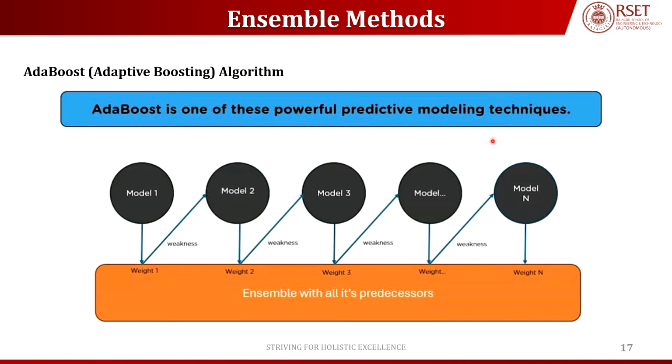So AdaBoost builds a series of models sequentially. The key is that each new model, say model 2, is built to correct the weaknesses of the previous model, that is model 1. And this is a continuous process where each new model is trained to fix the mistakes of all its predecessors. And the predictions from all these models are then combined, with more accurate models having a greater influence on the final output.